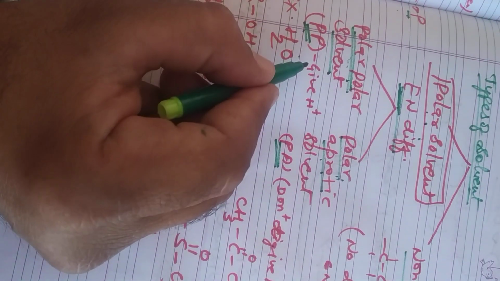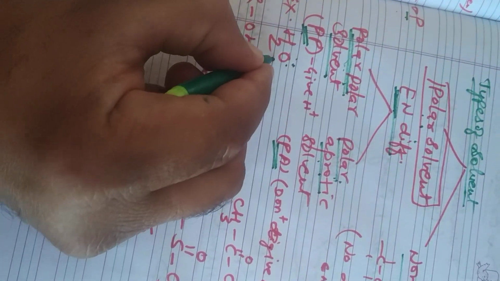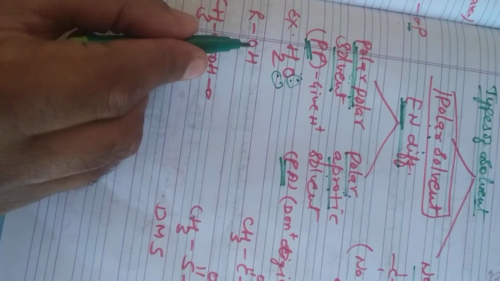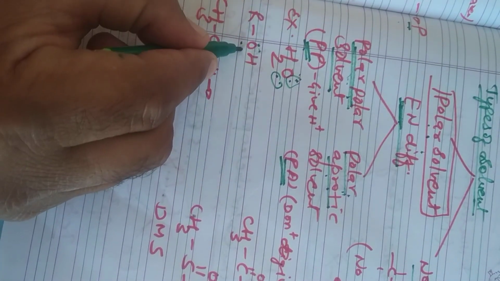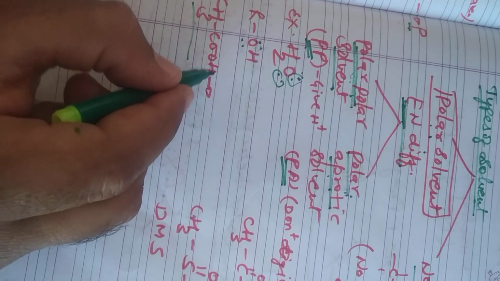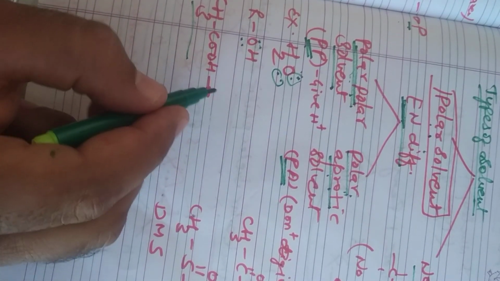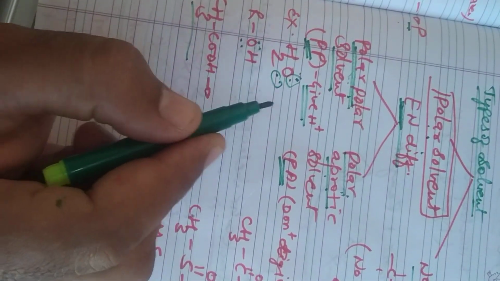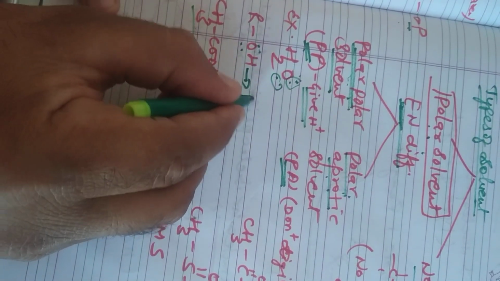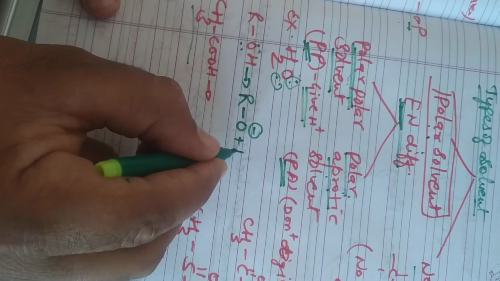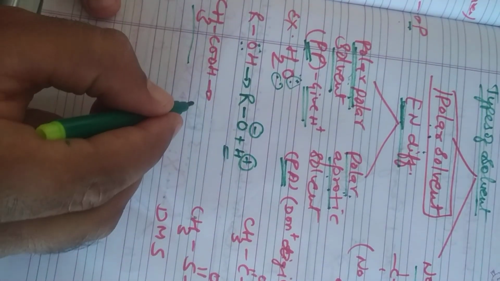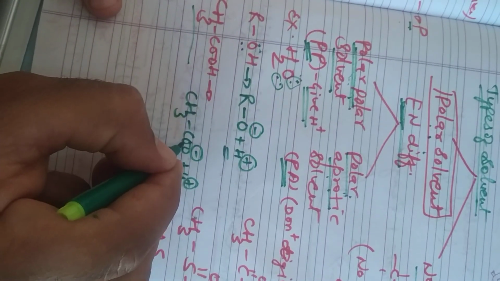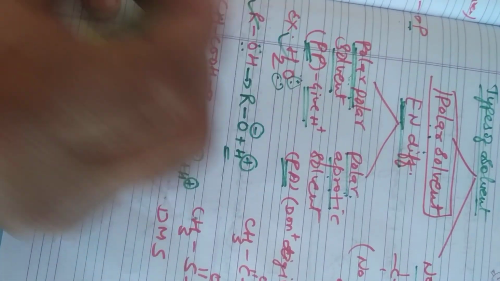Polar protic solvents, for example H2O, which has two lone pairs, and alcohol, which again has two lone pairs, and acetic acid, produce H plus ions when dissolved in solution. Like alcohol, it breaks in this form and gives H plus ions. Acetic acid also gives H plus ions. So these are polar protic solvents.